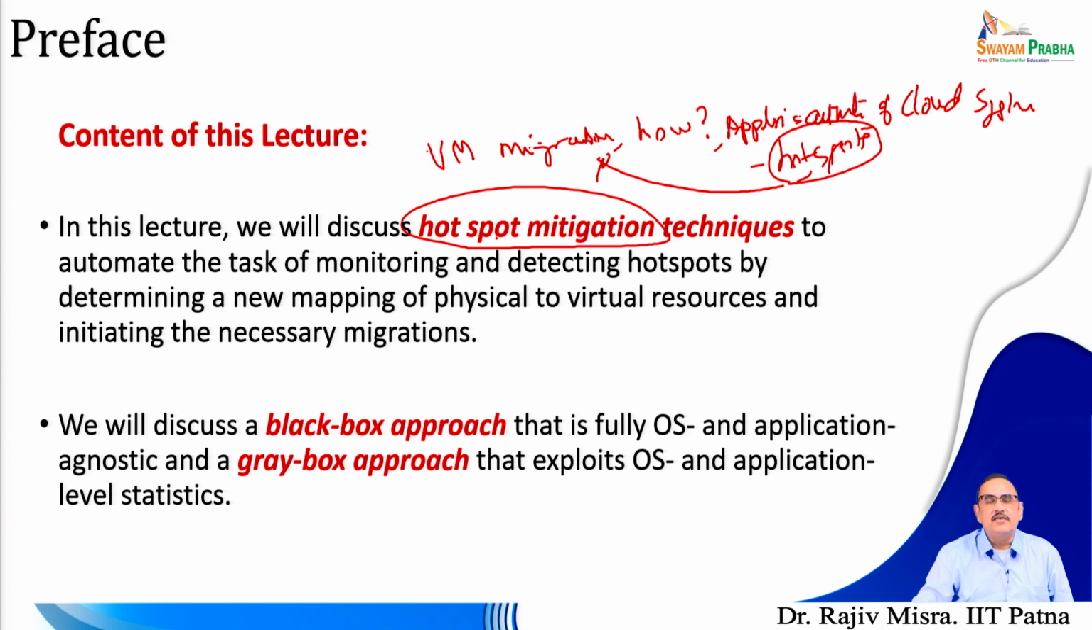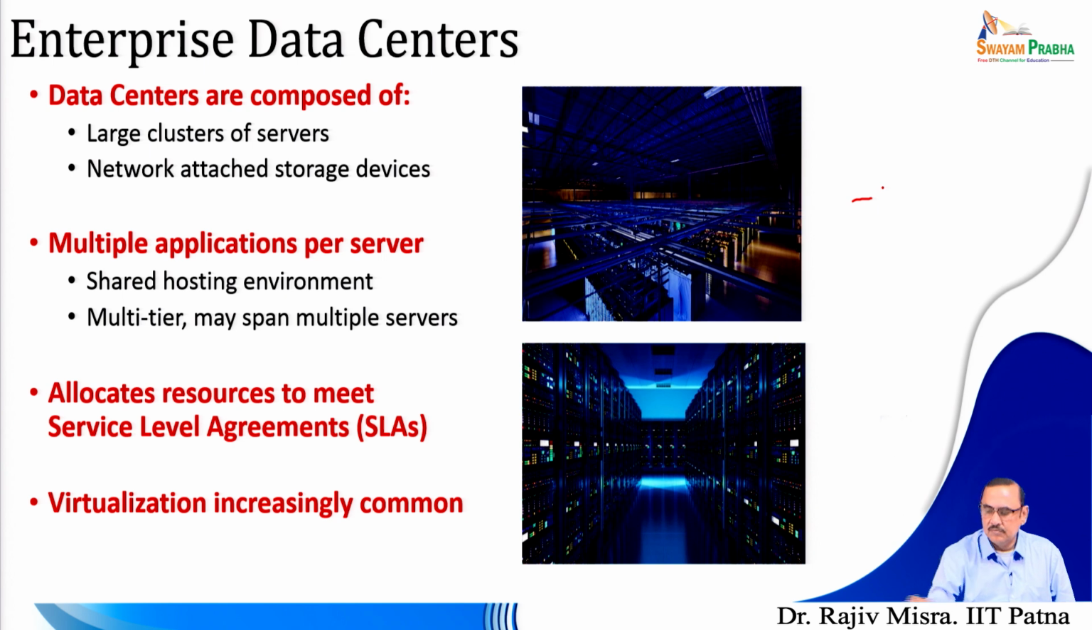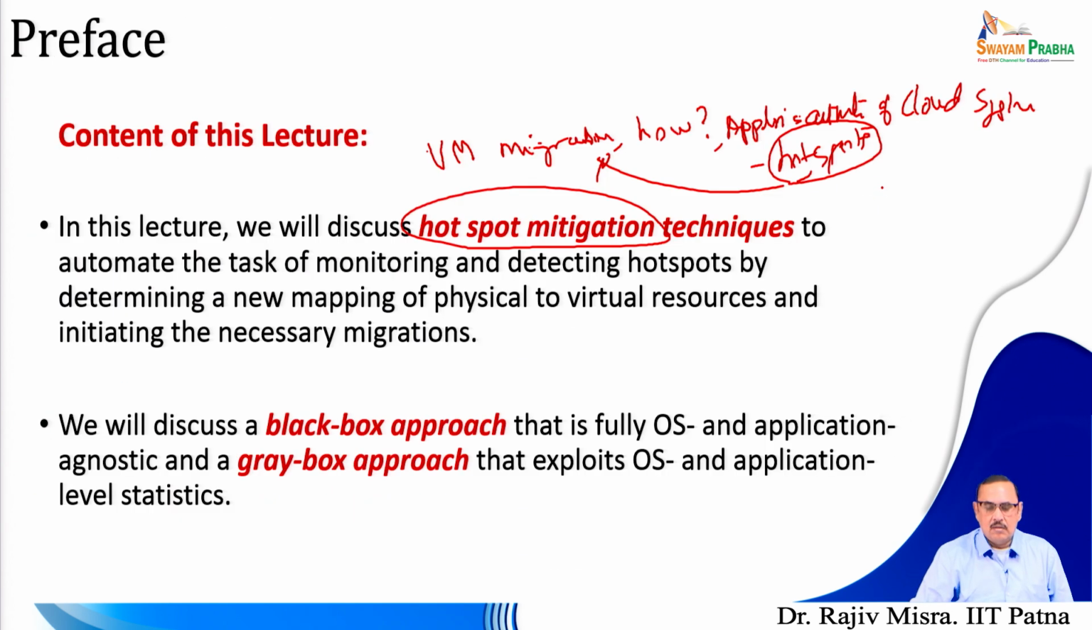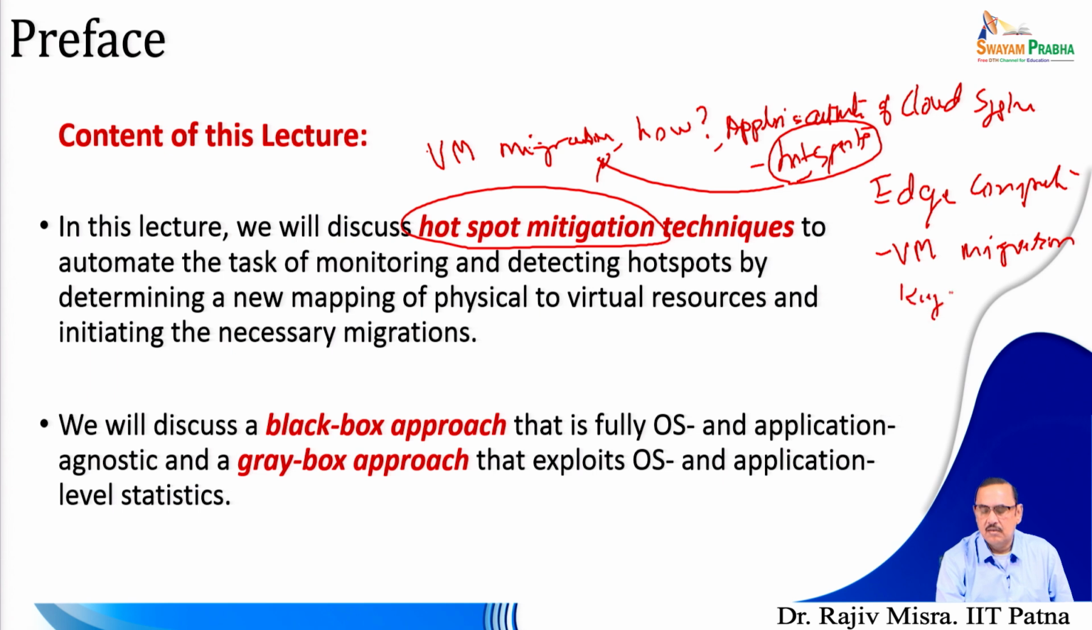So, virtual machine migration is not only used in the cloud system, but now in the design of edge computing systems, it is very much useful. So, in today's edge computing system, this virtual machine migration is also one of the key techniques. So, we are going to see this important lecture which is called virtual machine migration.